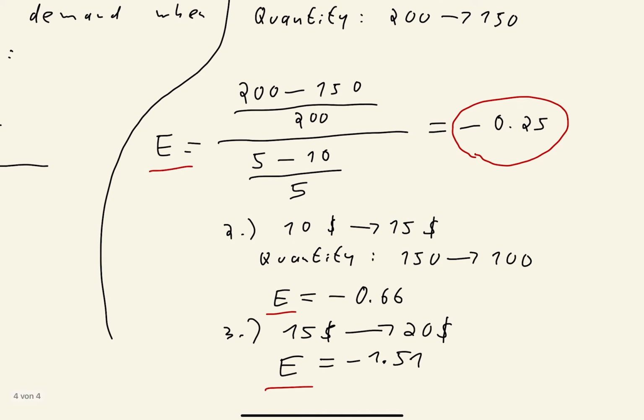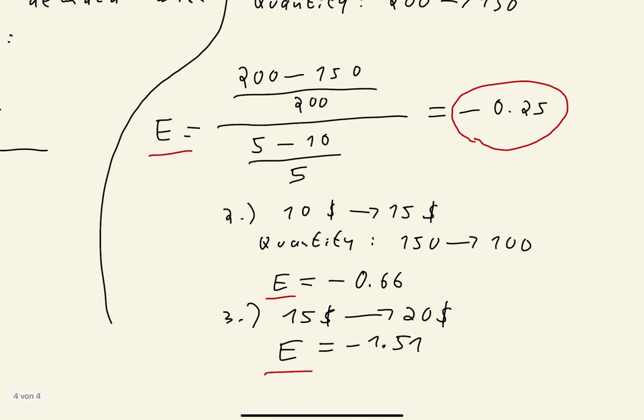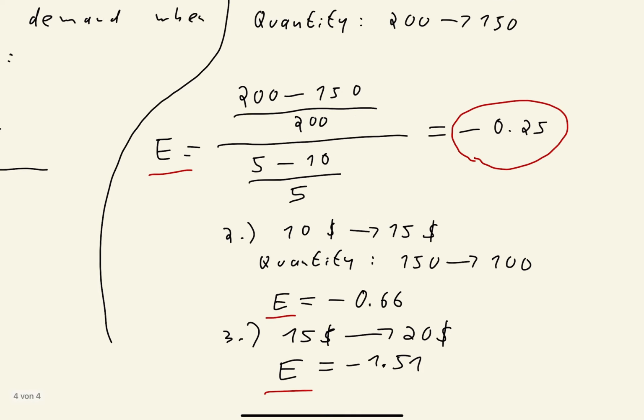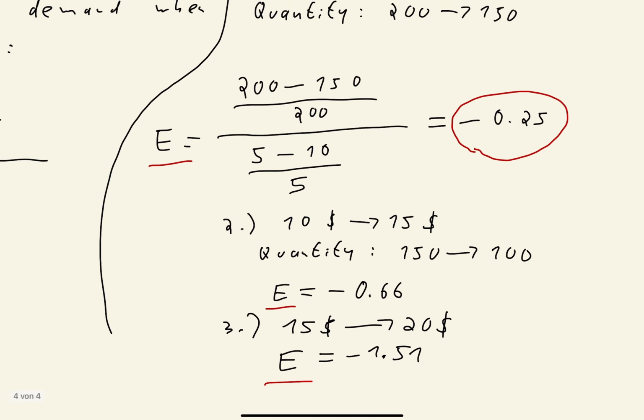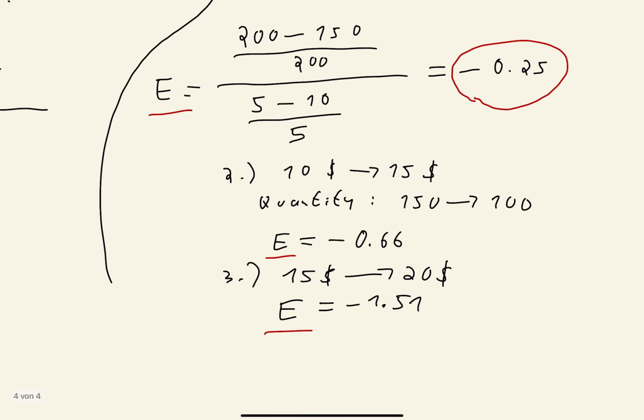One thing that you should observe is that the elasticity, even though the demand function is linear, is not the same over different parts of the demand function. A linear function always has the same slope, but the elasticity need not be the same because obviously the quantity is changing depending on where you are on the demand curve. So keep this in mind.